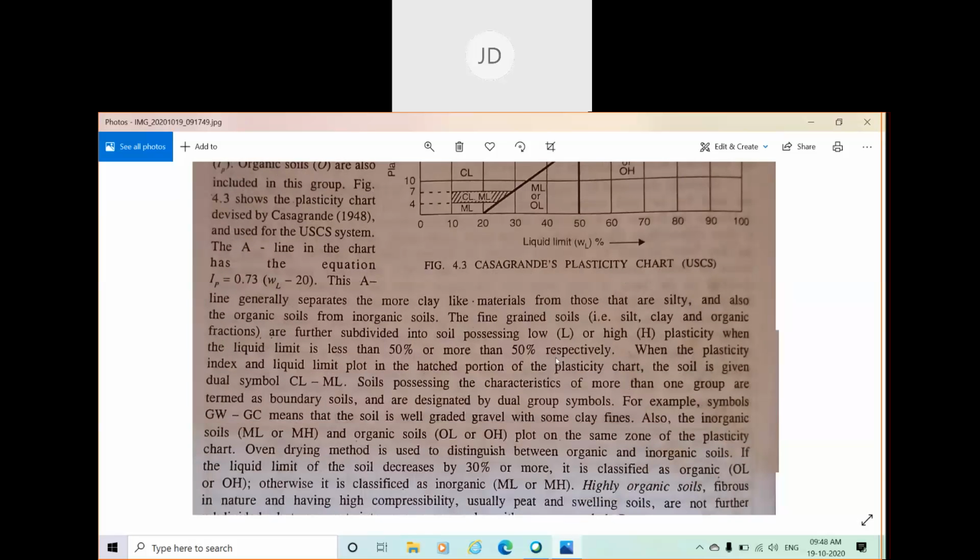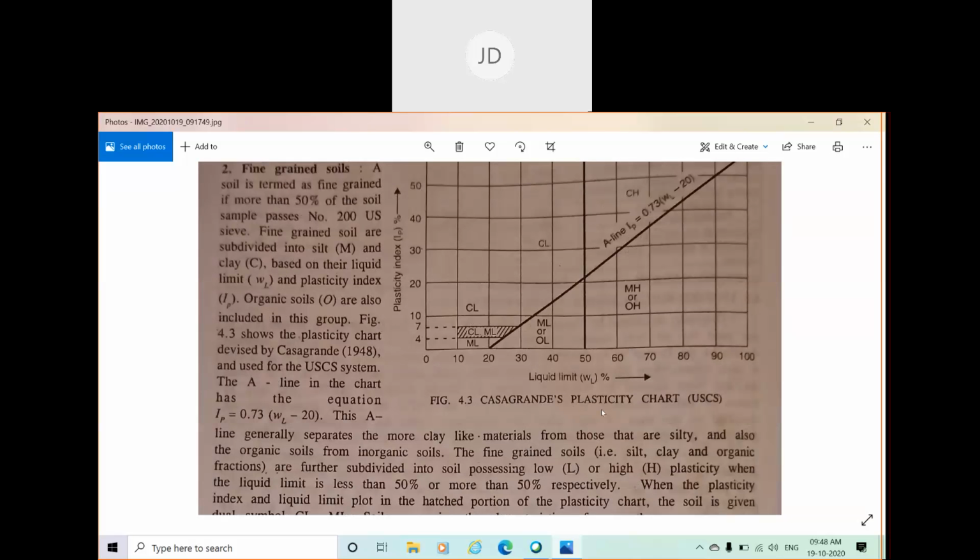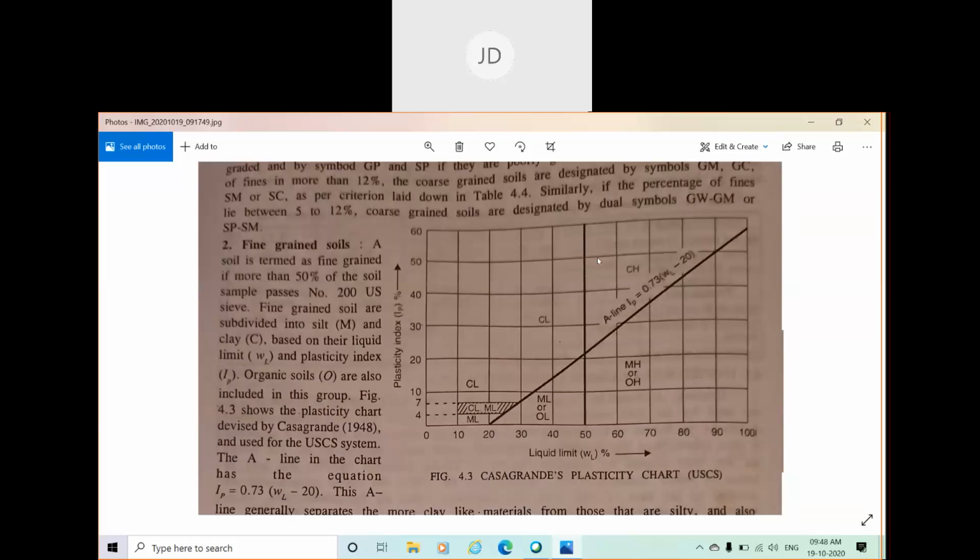Okay, the fine grained soils, that is silt, clay, or organic soils, are further subdivided into soils possessing low or high plasticity, when the liquid limit is less than 50% or more than 50% respectively. That means the soil is again classified based on plasticity, that is high plasticity or low plasticity, by this vertical line. Okay, fine. I think it is very simple to understand. You can read all these things. I don't want to go through all of them.